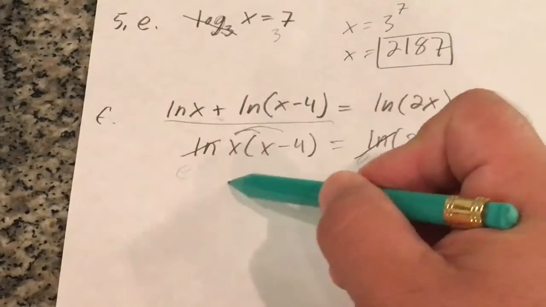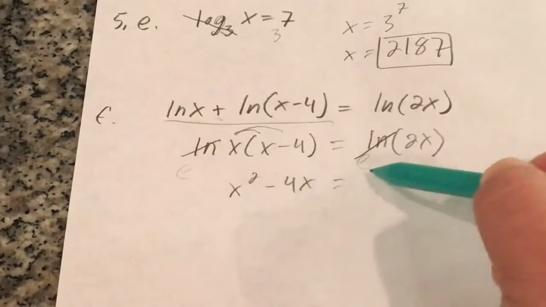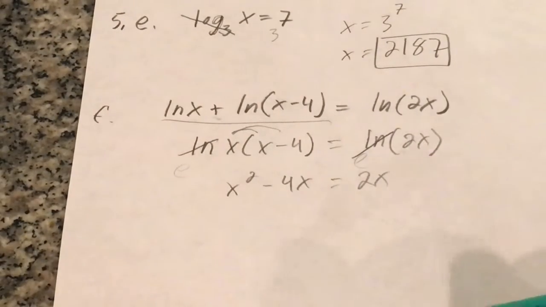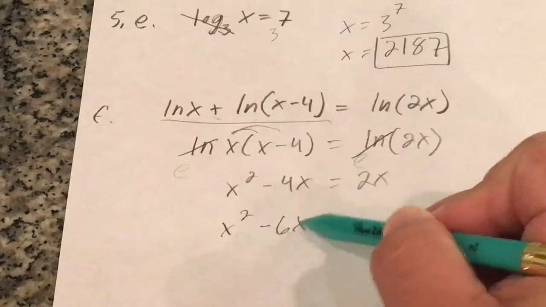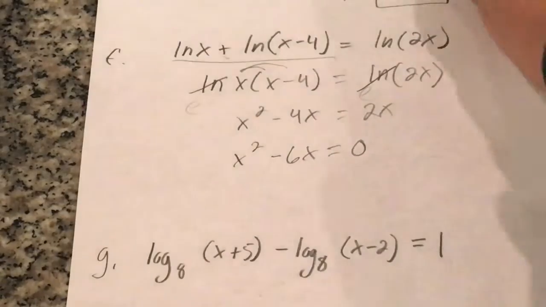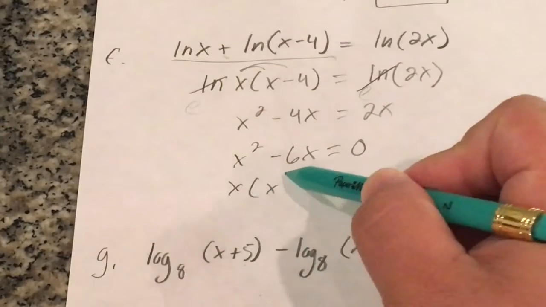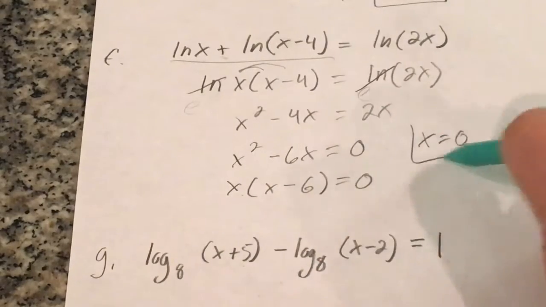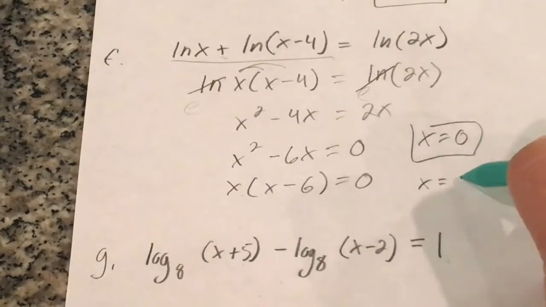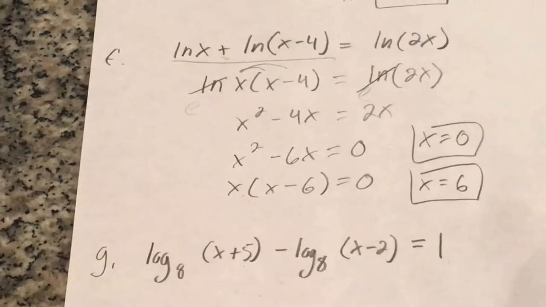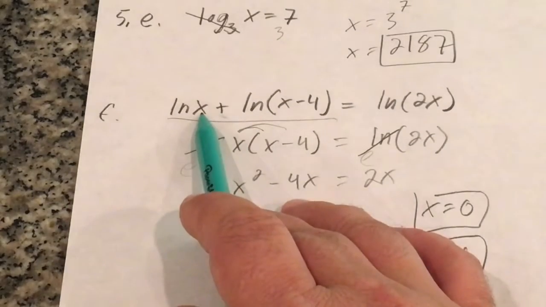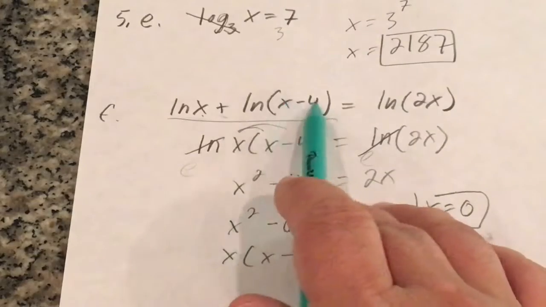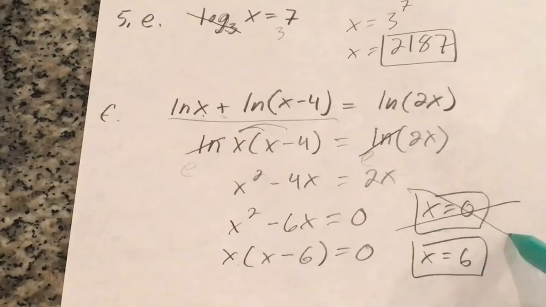So now I'm going to distribute this x, that's x squared minus 4x equals 2x. Subtract the 2x from both sides, x squared minus 6x equals 0. Now I'm going to factor out an x. And by ZPP, zero product property, x equals 0 and x equals 6. But I'm not allowed to put ln of 0 inside. I'm not allowed to do ln of negative 4 inside. So 0 can't be a solution. 6 can.